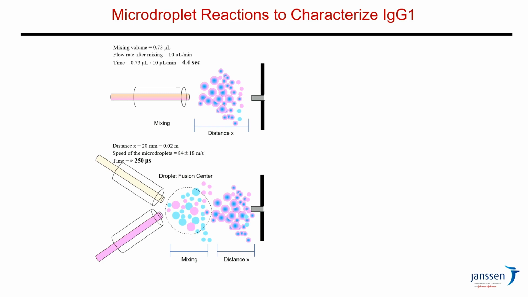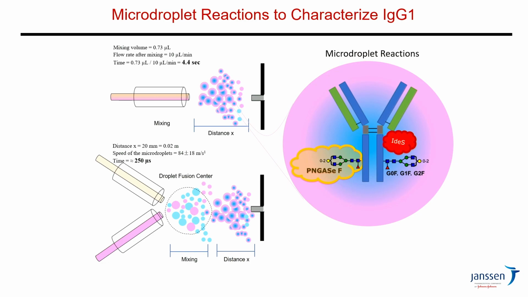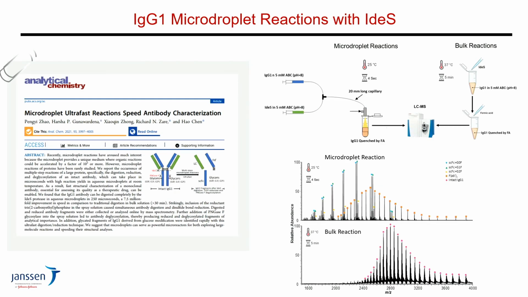microseconds. So we perform 2 types of reactions, the IdeS subunit analysis as well as PNGase F deglycosylation. Recently published this result, and what you're seeing on the right-hand side is how we introduce these samples using a syringe pump.